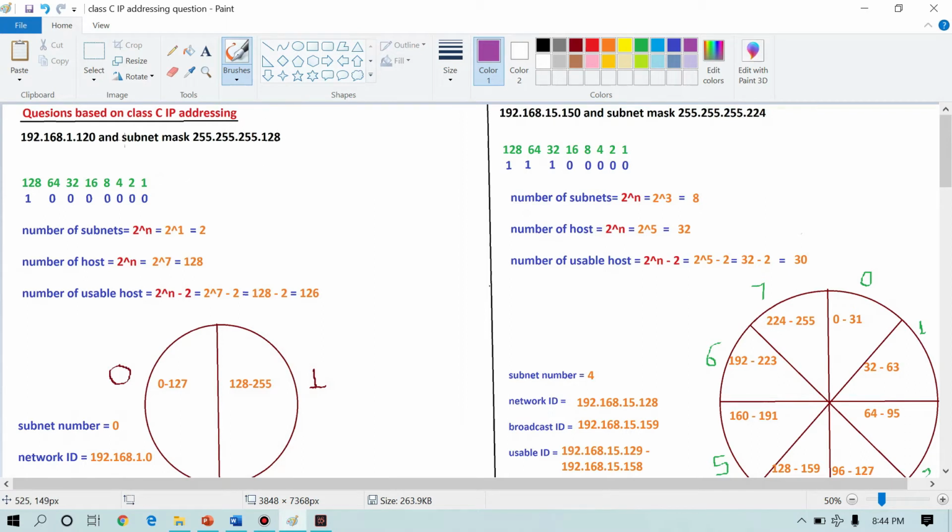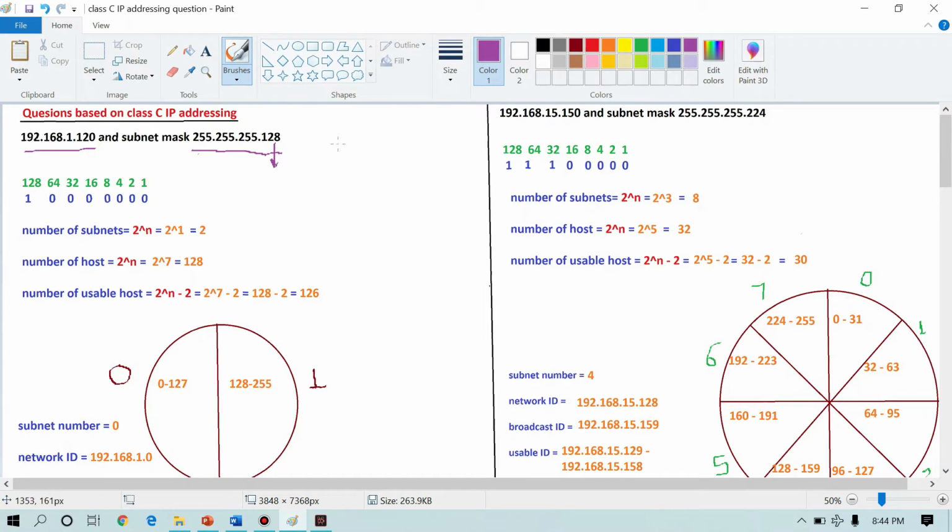Here I have taken an IP address which is 192.168.1.120 and a subnet mask which is 255.255.255.128. So from where do we have to start? We have to start from this subnet mask, and from this subnet mask we have to take this value.